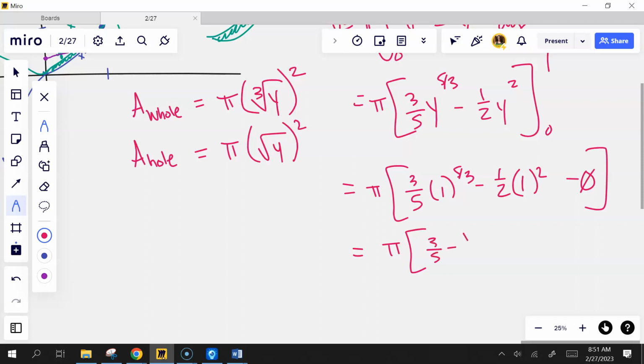Three-fifths minus a half. 1/10. Units cubed.